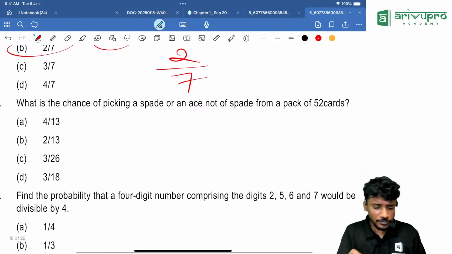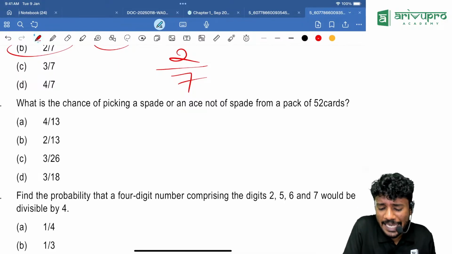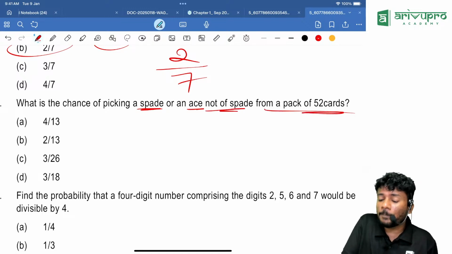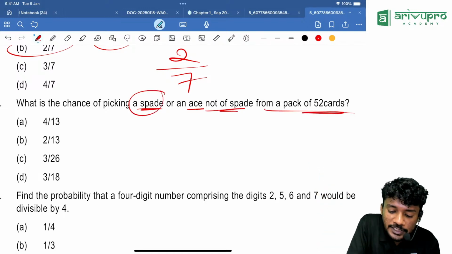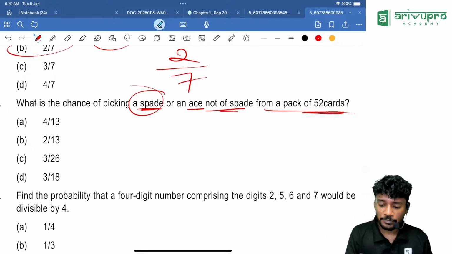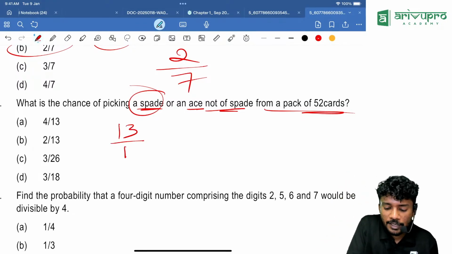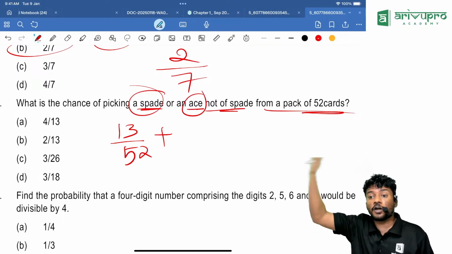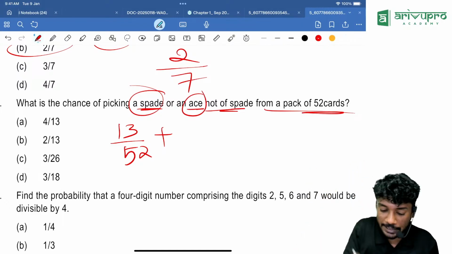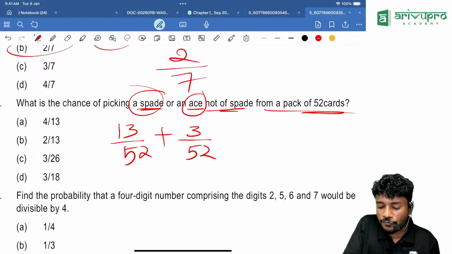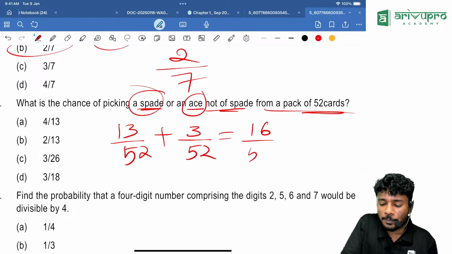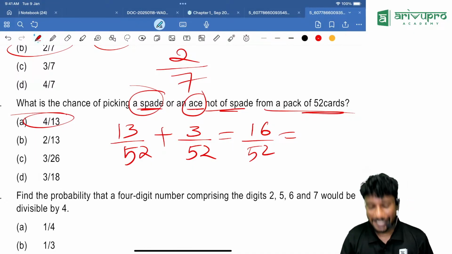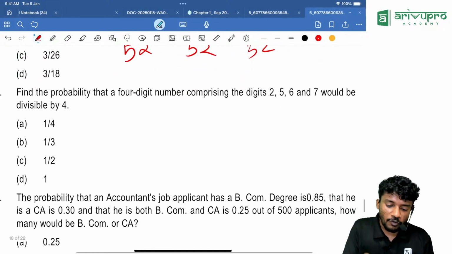Good question. What is the chance of picking a spade or an ace not of spade from a pack of 52 cards? What is the probability of picking a spade? 13 divided by 52, plus an ace not of spade. Not of spade, how many aces are there? 3. That is 3 divided by 52. Answer is 16 divided by 52. Answer is 4 by 13. Option A. Next question.